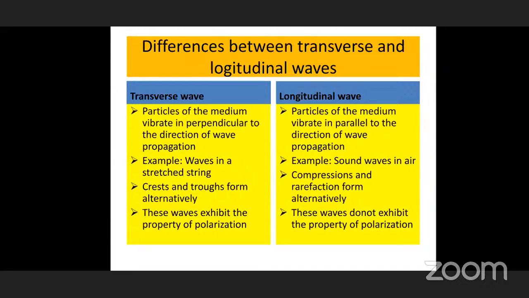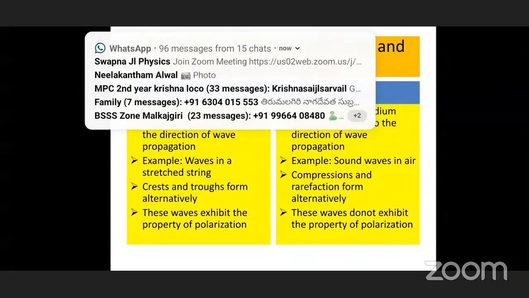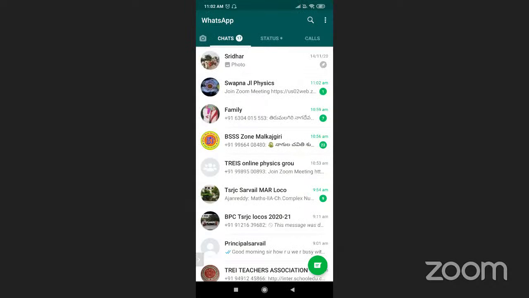So whenever we are asked to distinguish between transverse and longitudinal waves, we have to write four important differences: particle vibration, examples and the names according to particle vibration, crests and troughs in transverse waves versus compressions and rarefactions in longitudinal waves, and finally the polarization point. So the differences between these mechanical waves are completed.